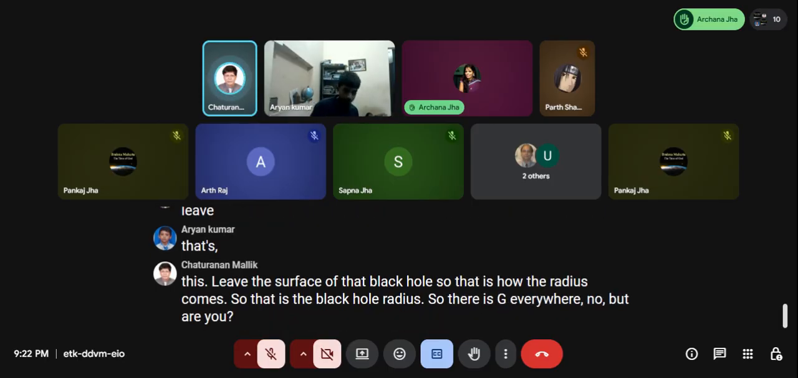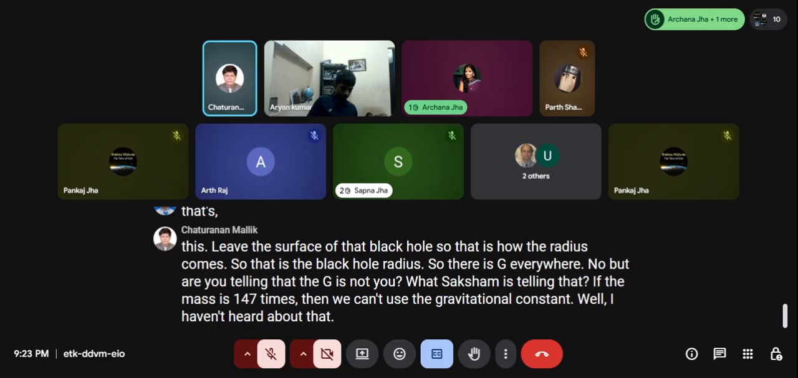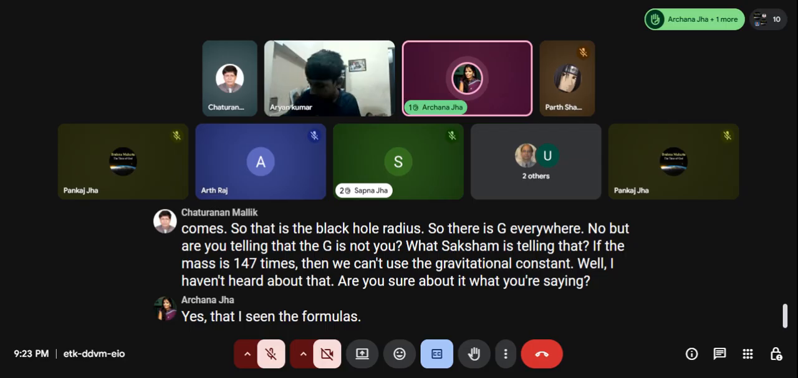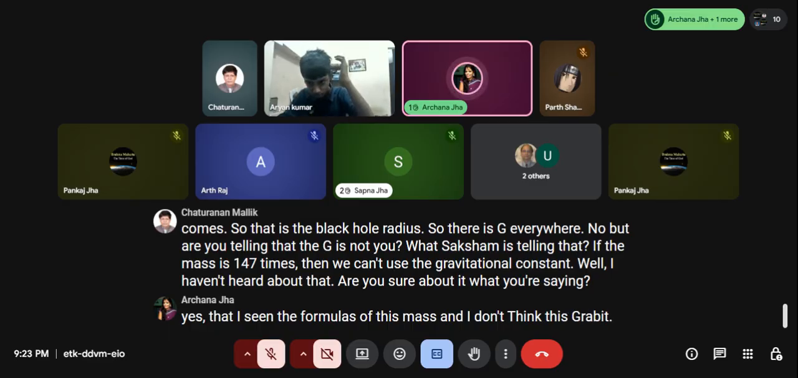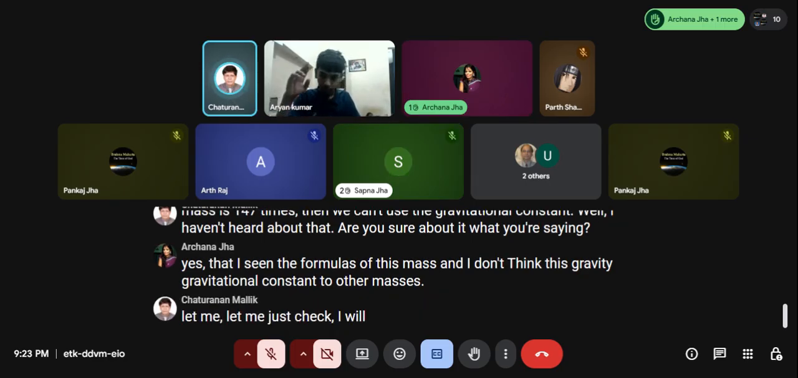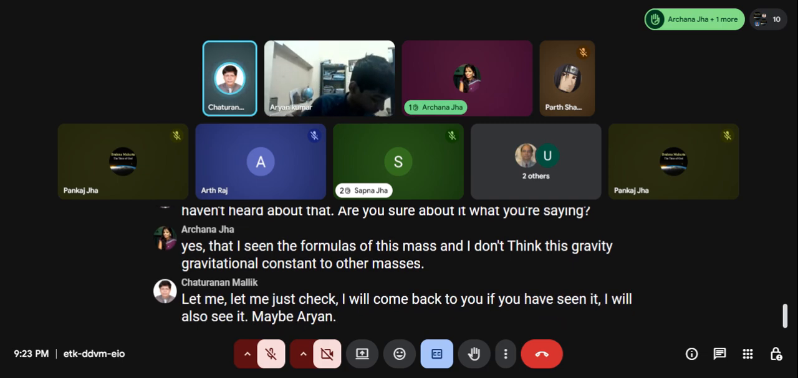But are you telling that, as Saksham is saying, if the mass is 147 times, then we can't use the gravitational constant? Well, I haven't heard about that. Are you sure about what you're saying? Yes, sir. I have seen the formulas for this mass, and I don't see this gravitational constant used for other masses. Let me check. I will come back to you. If you have seen it, I will also see it. Maybe Aryan, you also check.